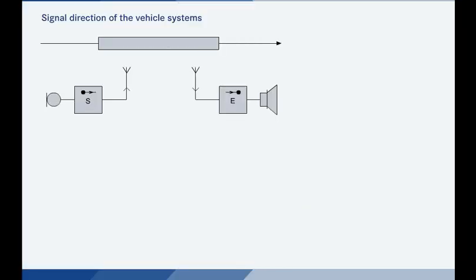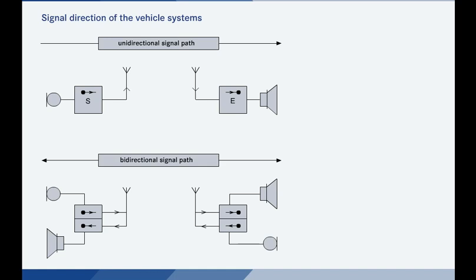A signal path is unidirectional when signals are transmitted in one direction only. A signal path is bidirectional when the signals are transmitted in both directions. With a unidirectional signal path, the transmission terminals can either only send signals or only receive them, whereas with a bidirectional signal path, the participant terminals can both send and receive signals.